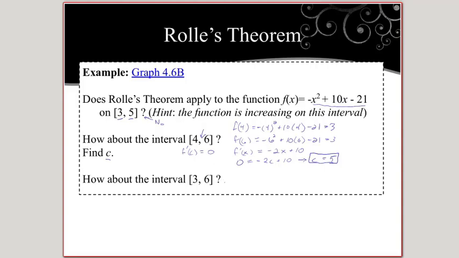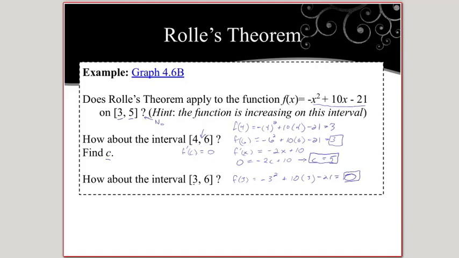All right, then to answer this question, what about on the interval 3 to 6? Well, no, Rolle's theorem doesn't really apply because the function value at 3 is negative 3 squared plus 10 times 3 minus 21. That will be negative 9, minus 21 is negative 30, and then 10 times 3 is 30, so that's just going to get us 0. So the function value at the beginning of the interval is 0. At the end of the interval, though, we already calculated that to be 3. So Rolle's theorem doesn't apply.